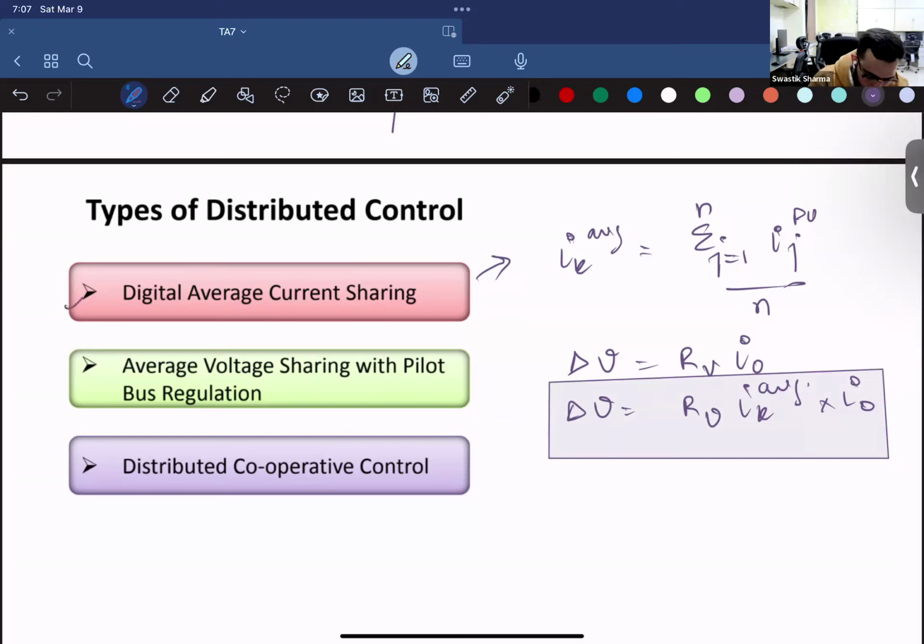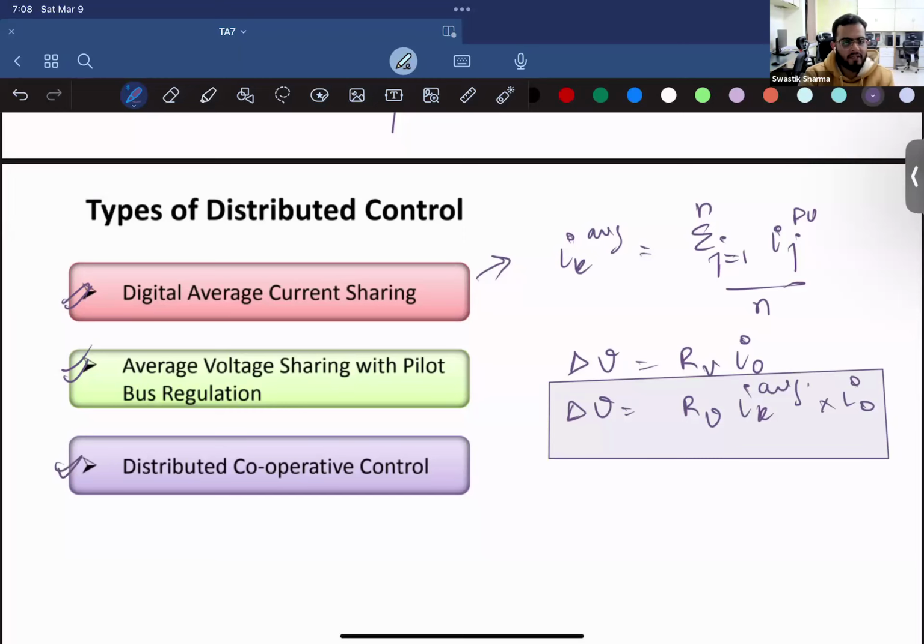This is one. Second is average voltage sharing. So we can do the same thing with voltage sharing as well. From a pilot bus, so I won't explain it deeply, we check what the reference bus voltage is, and then we distribute the voltage. Similar to this, we just do the same thing, and then we distribute in a way to produce the RV drop based on what the average voltage contribution from each resource is.